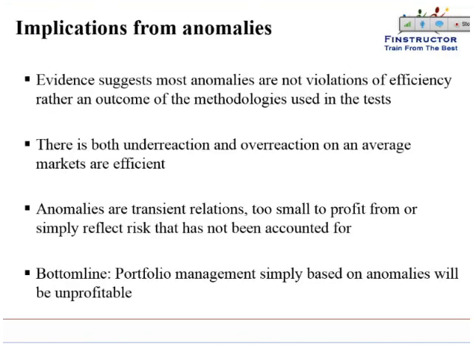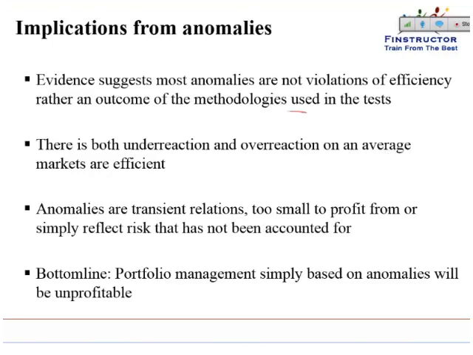Now, what we can deduce is that evidence suggests that most of these anomalies are not violations of the efficient market hypothesis. They are rather just an outcome of the methodologies used in the tests. So it's just that either there was higher risk that wasn't accounted for, or there was some mistake in the methodology that we used when we performed these tests so that these anomalies arose. There is both underreaction and overreaction, and it can be argued that on an average the markets are efficient.